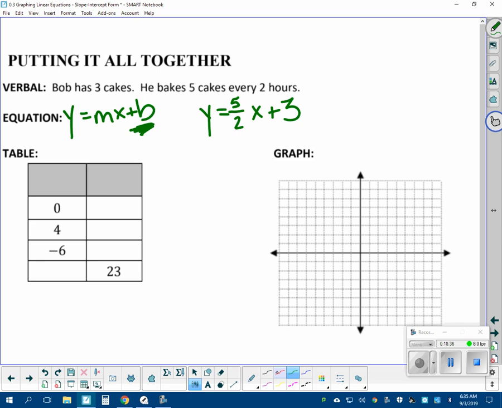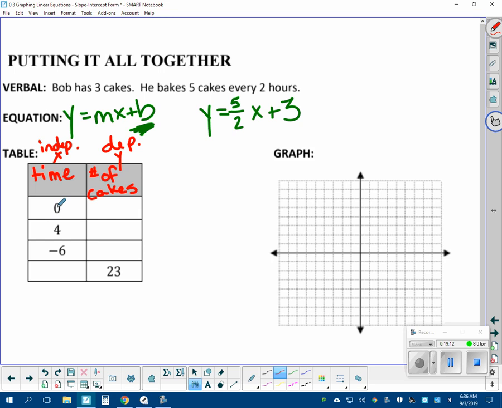All right, now we need to fill in a table. Anytime you have time in a problem, that is your x variable, okay, because it is independent. You always put your independent variable on the left side, your dependent variable on the right side. Time doesn't depend on anything. It just moves on its own. What is dependent in this case is the number of cakes that Bob has baked.